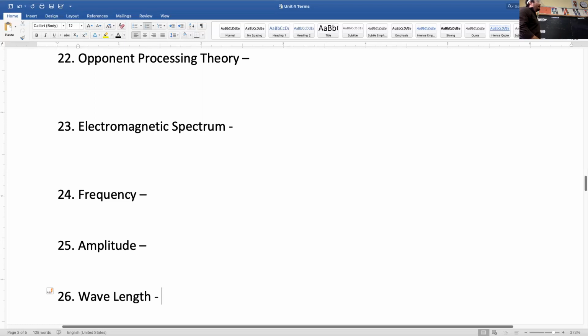Well, it does apply to certain forms of light rays too. So with the electromagnetic spectrum, you're looking at gamma rays, comparable to radio waves. There is a frequency, wavelength, and amplitude to that as well.